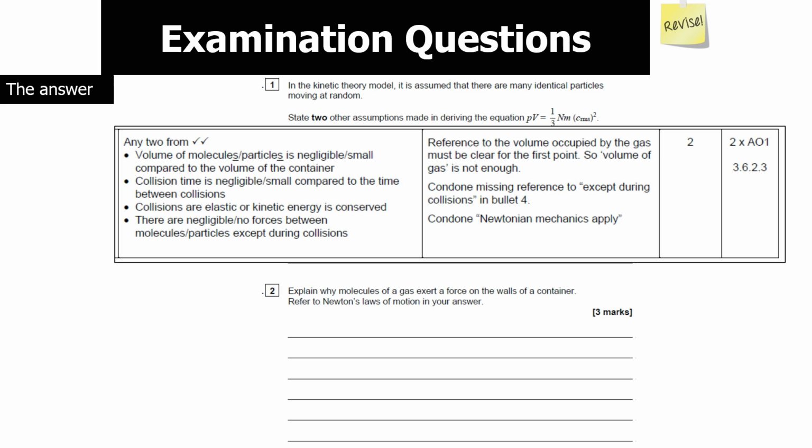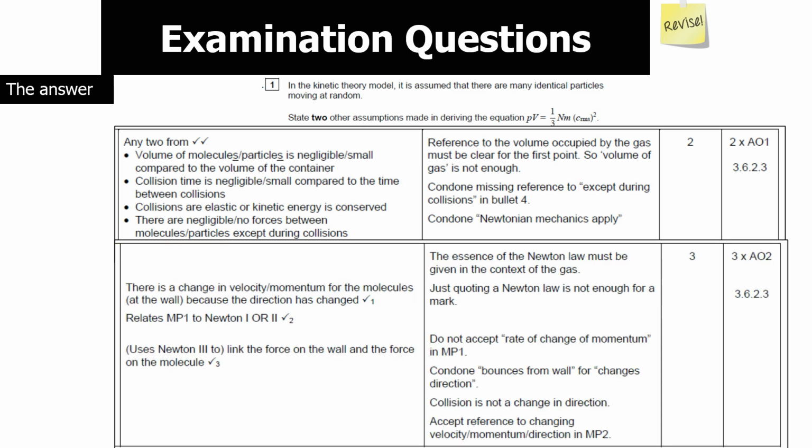Now you've also got to be able to explain how a gas can exert a force on the walls of a container, which links back into paper 1 and the idea of mechanics. It's the idea that when a particle collides with the side of a container, there will be a change in velocity, so therefore there'll be a change in momentum. Why is that? Because we're changing direction, and velocity is a change in speed or a change in direction. Or if you want to think about it mathematically, it goes from a positive momentum to a negative momentum, so therefore there's a change in the momentum of the molecules.